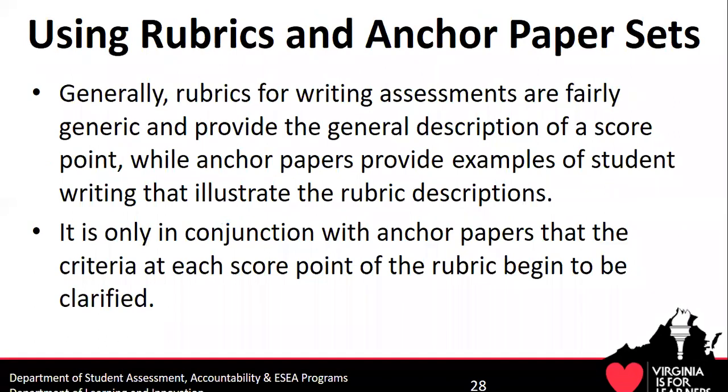So, using rubrics and anchor paper sets. Generally, rubrics for writing assessments are fairly generic and provide that general description of a score point, while anchor papers provide examples of student writing that look like that score point. It is only in conjunction with anchor papers that the criteria at each score point of the rubric begin to be clarified.